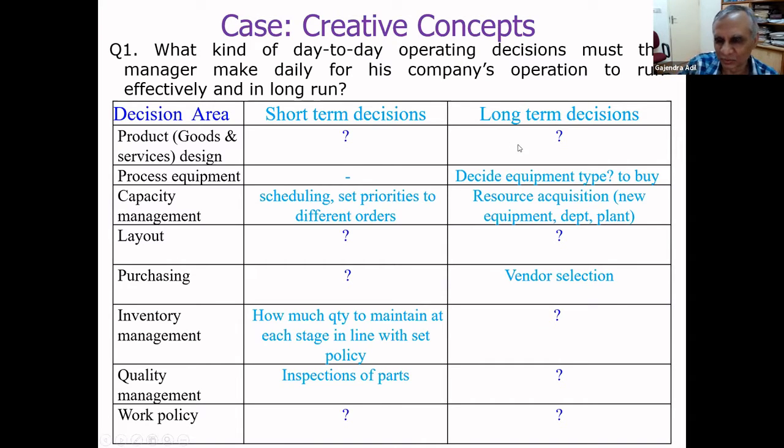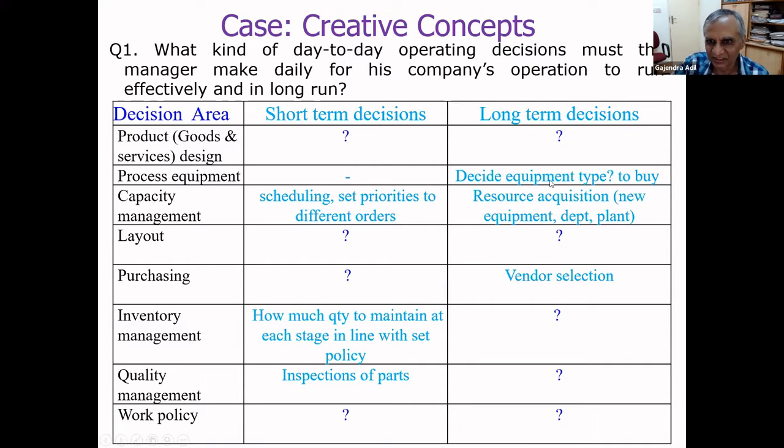So product design, no, you can do maybe for customized furniture, anyway, the customer will do, but you can define a range where you operate, for example, okay. Or for standard furniture, you can come up with your own design also. So those could be long-term decisions, okay.